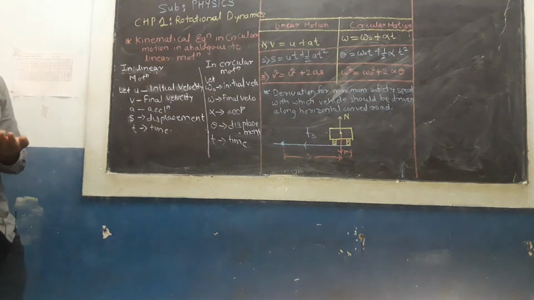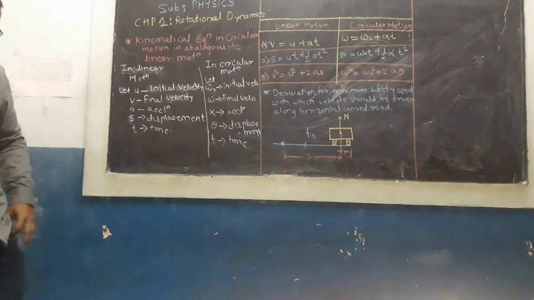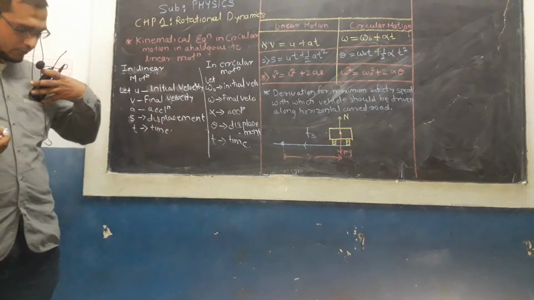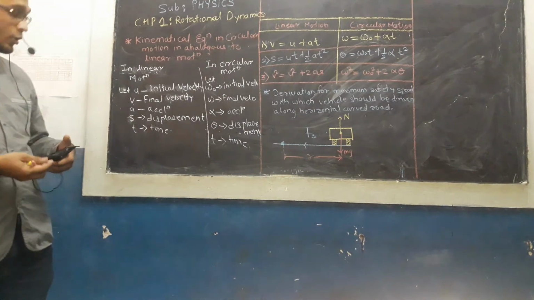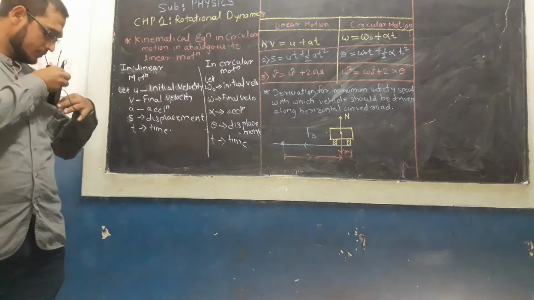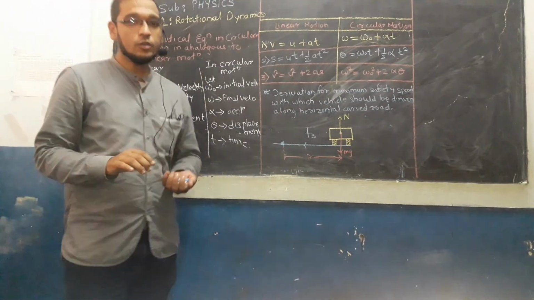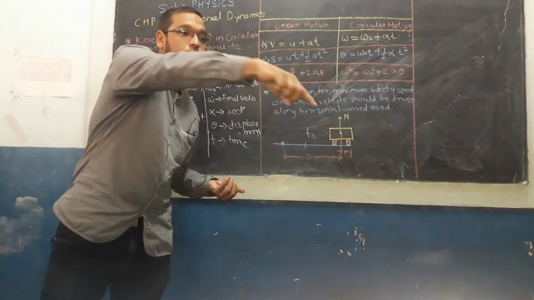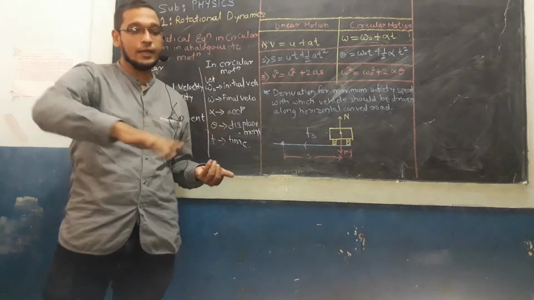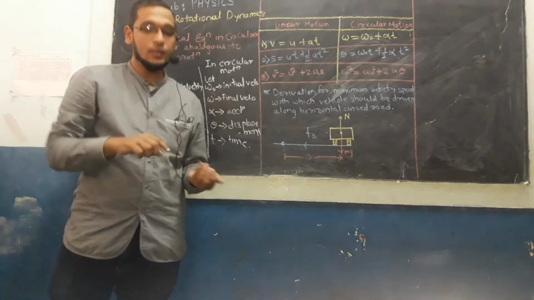Then the next point is the derivation for maximum safety speed of a vehicle which is driven along a horizontal curved road. What is a horizontal curved road? A horizontal curved road is a road where a vehicle takes a circle which is not inclined. It is a plane surface, and in that we take a complete circle.